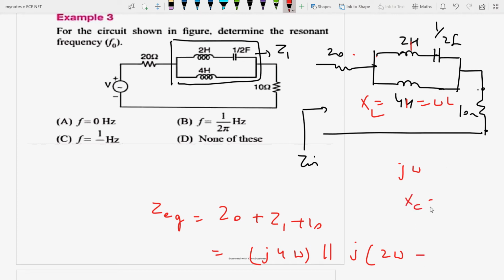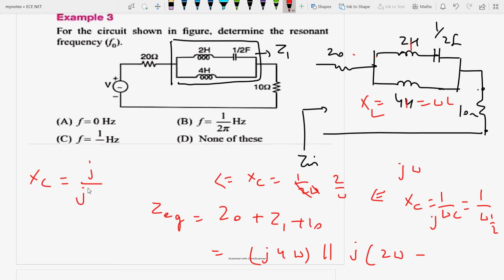Why is it so? Because Xc is equal to 1 upon omega C, so this is 1 upon omega into 1 upon 2, so it is 1 upon 2 omega, sorry, 2 upon omega. Xc is equal to 1 upon j omega C, so this will be j by j square into 2 by omega, and this will be minus j 2 by omega.